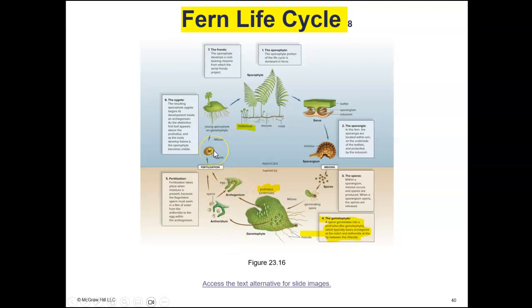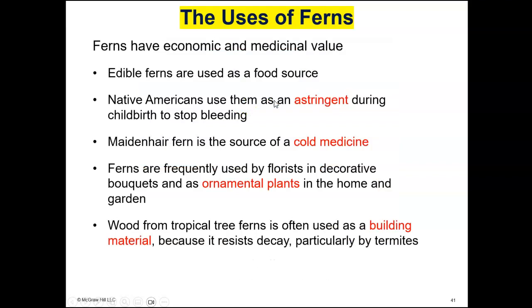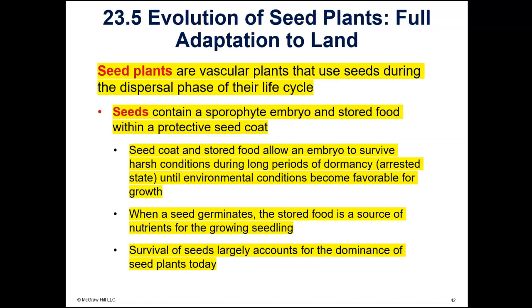Once it is fertilized, it will become a zygote, which is diploid, and that zygote will grow up out of that gametophyte into the sporophyte, which is the dominant generation of the fern. And it will grow even more into a fiddlehead and then into the fern fronds. There are many, many uses of ferns, medicinal uses and as ornamental plants. And now we're going to move on to the seed plants, which include the gymnosperms and the angiosperms.